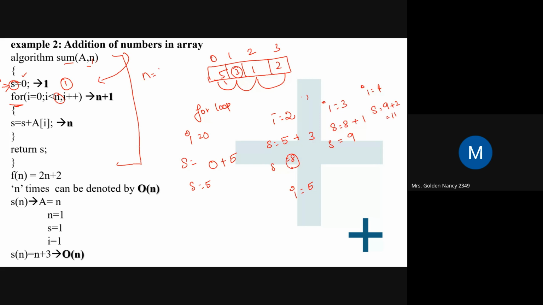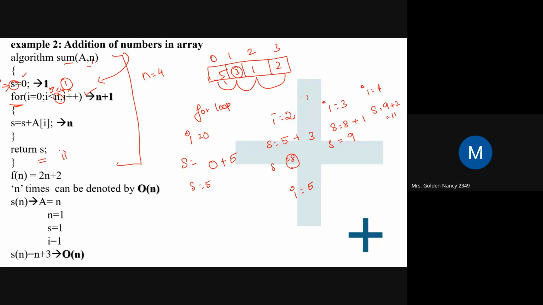Now again I is incremented to 5. When I is incremented to 5, we check whether I is less than n. The value of n is equal to 4 because we have only 4 values in the array. Is 5 less than 4? No. So it will exit the loop and return the value of S. The value of S will be 11. So this is how the sum of an array happens.